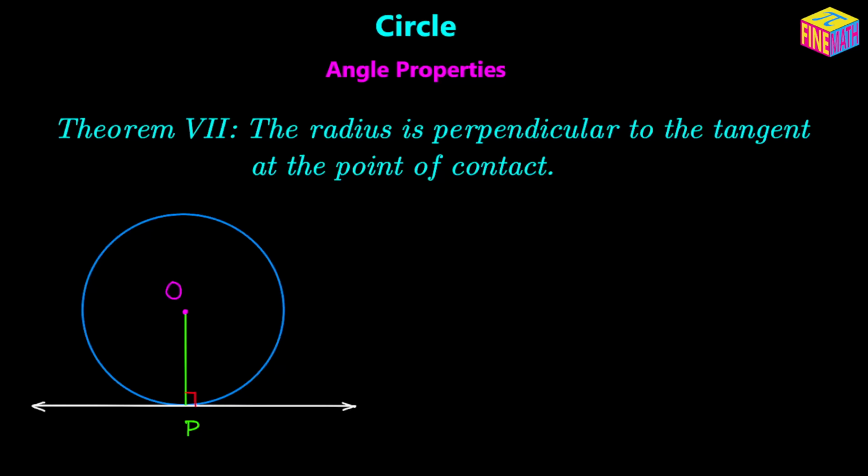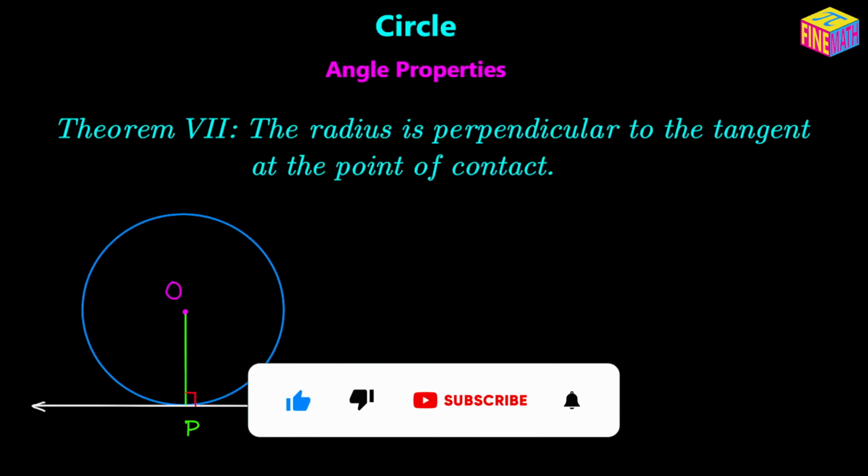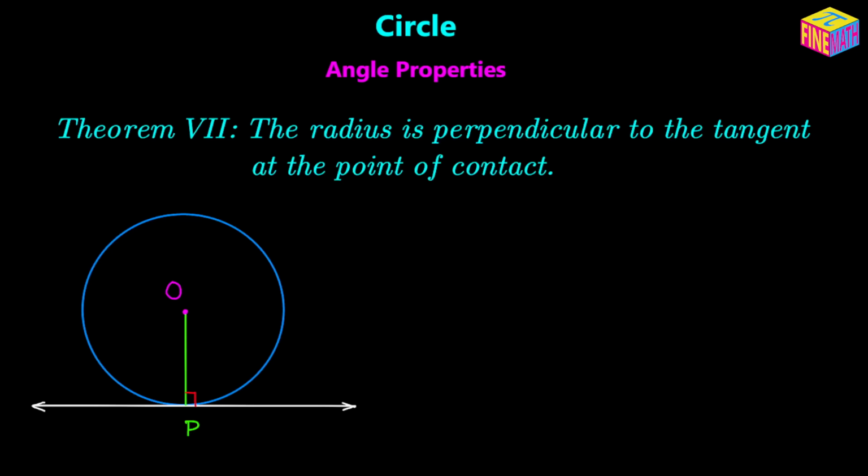So suppose we have a circle as you can see in the diagram, and there is a tangent at the point of contact P. P is a point on the circle and we have drawn a tangent there, which is the white line there, and then OP is the radius at the point of contact, which is P. We have to prove that OP is perpendicular to the tangent. Or you can think of it the other way, that the tangent is perpendicular to OP.